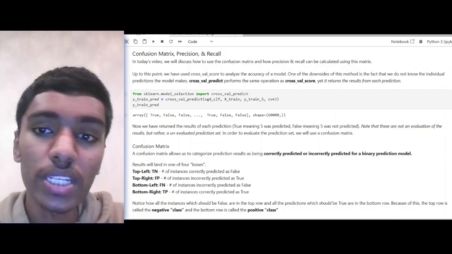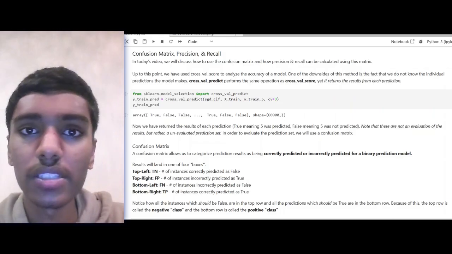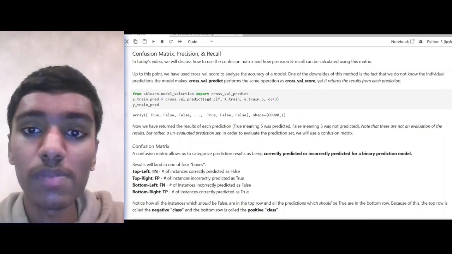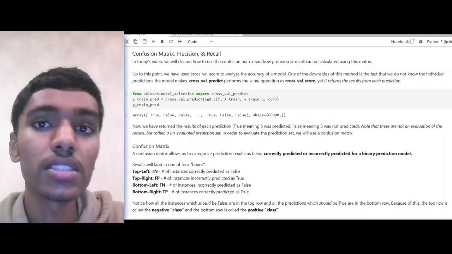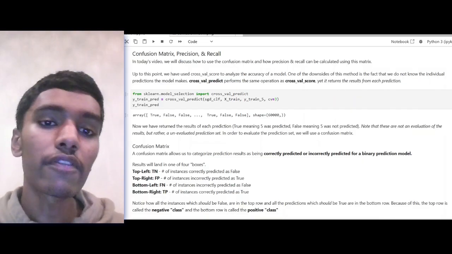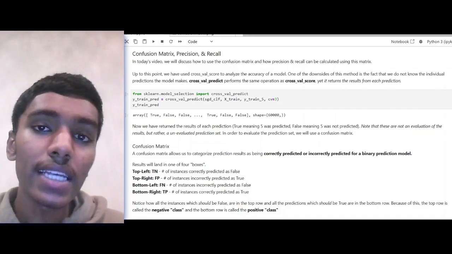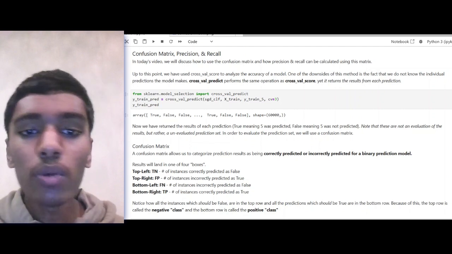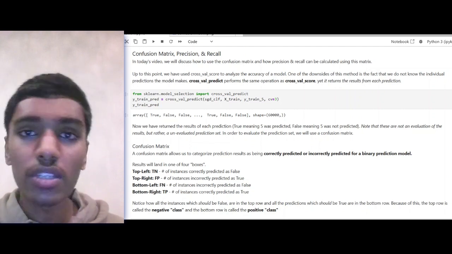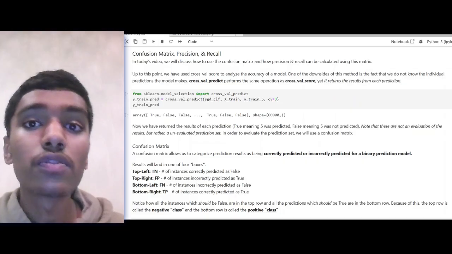All right, let's discuss cross-validation predict and compare it with cross-validation score. In previous tutorials, we discussed what cross-validation score is. Cross-validation score is basically when we split a model into some number of k folds, and then we train the model on roughly k minus 1 folds and test the model on the kth fold. We alternate which folds we use for training and which fold we use for testing.